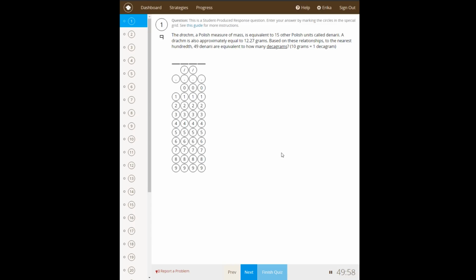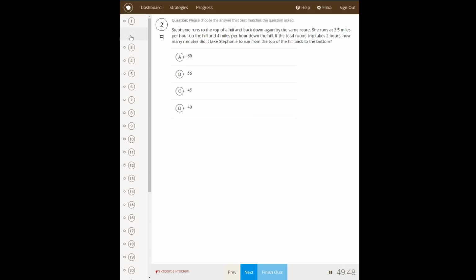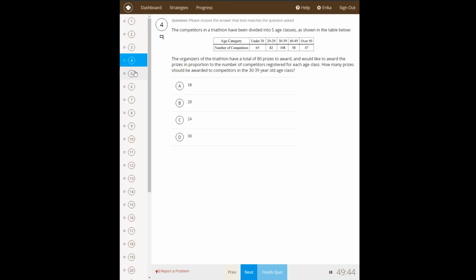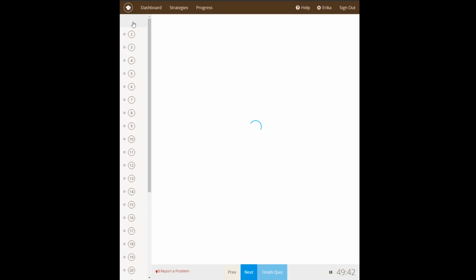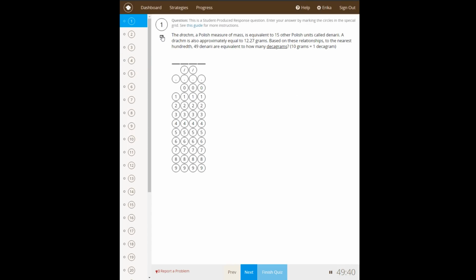After we finish the lesson, we're going to take a timed quiz. The time for the quiz will be based on how many questions are in the quiz, and this will test our learning with realistic SAT questions. So this is a grid-in question. This is a multiple choice question, etc. These will test the skills from that lesson. We can flag questions to come back to them later and skip around just like on the real SAT, and then we'll finish the quiz when we're done.